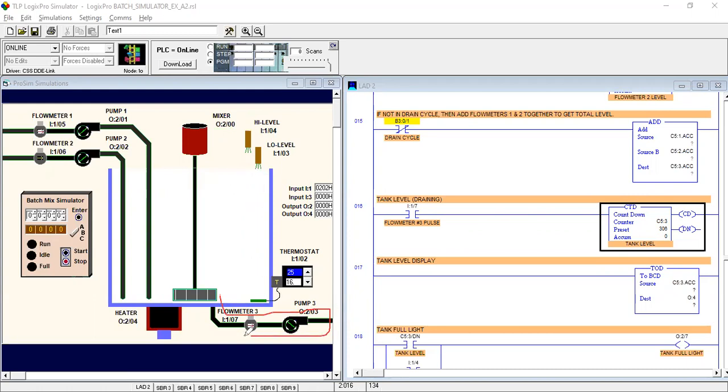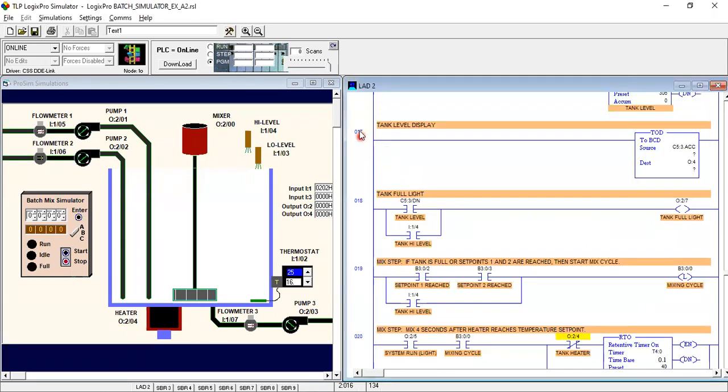When your liquid is going outside from flow meter 3, it will reduce the liquid. Okay, so that's where we have to use the counter down, for reducing the level of liquid.